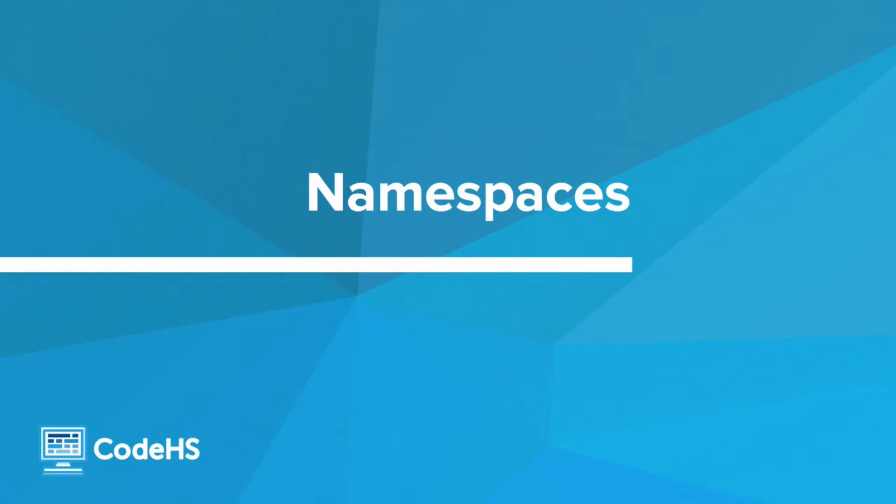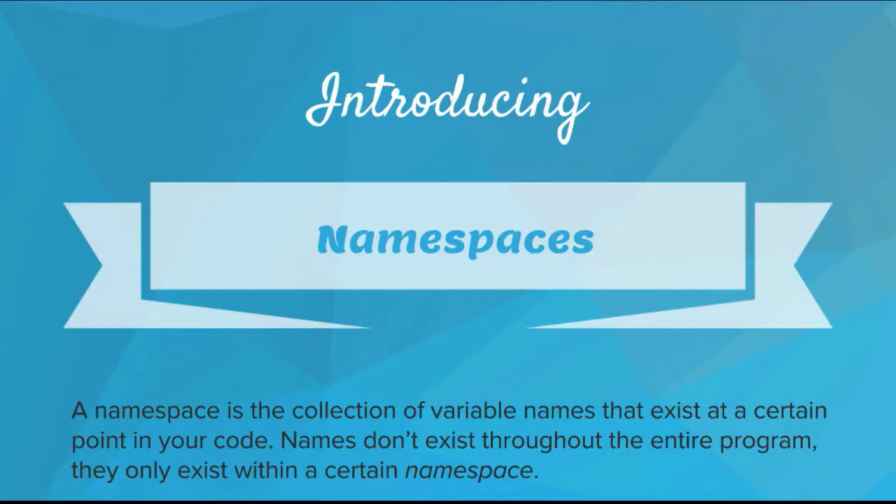Hi! In this video, we'll be talking about namespaces. A namespace is the collection of variable names that exist at a certain point in your code. So names do not exist throughout the entire program. They only exist within a certain namespace.